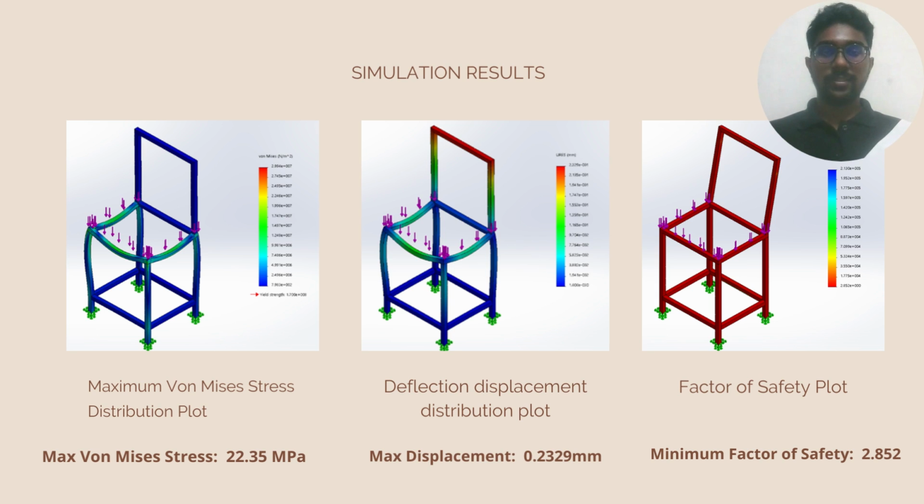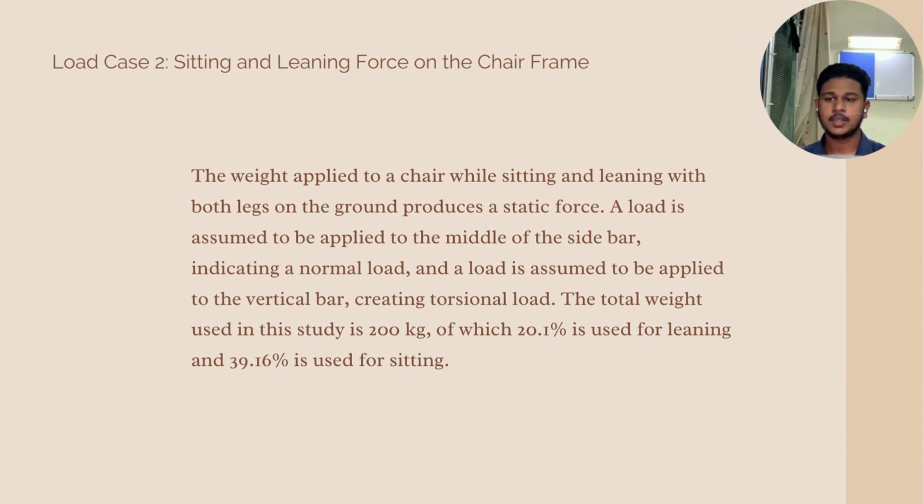Next is the deflection displacement distribution plot, and as you can see, the blue color indicates the minimum displacement, and the red is the maximum displacement. The maximum displacement occurs at the top bar, which means the chair has been deformed to the extent that the top bar is displaced at a higher distance, which is 0.2329 millimeter. And finally, the factor of safety plot. From this plot, you can see the minimum factor of safety that we can use for this chair frame is 2.852.